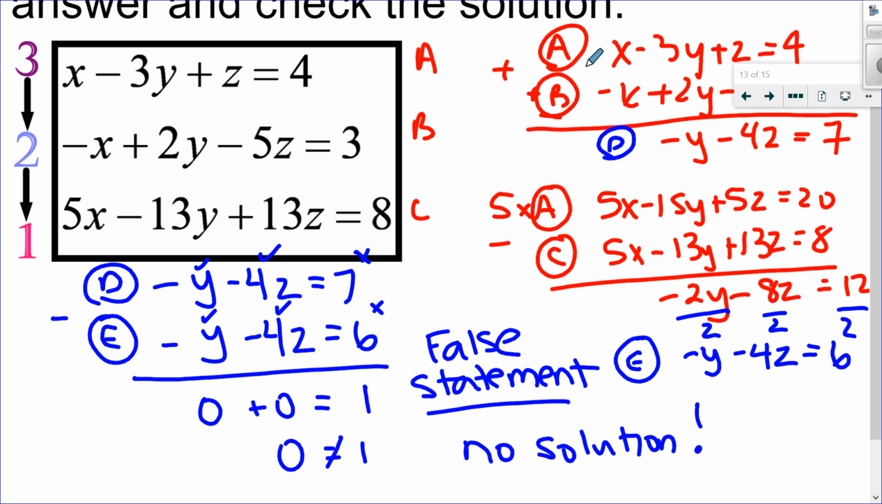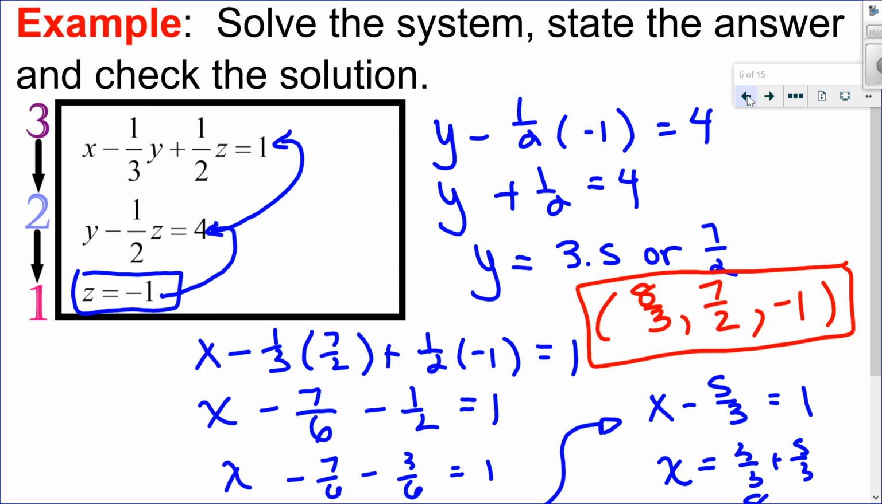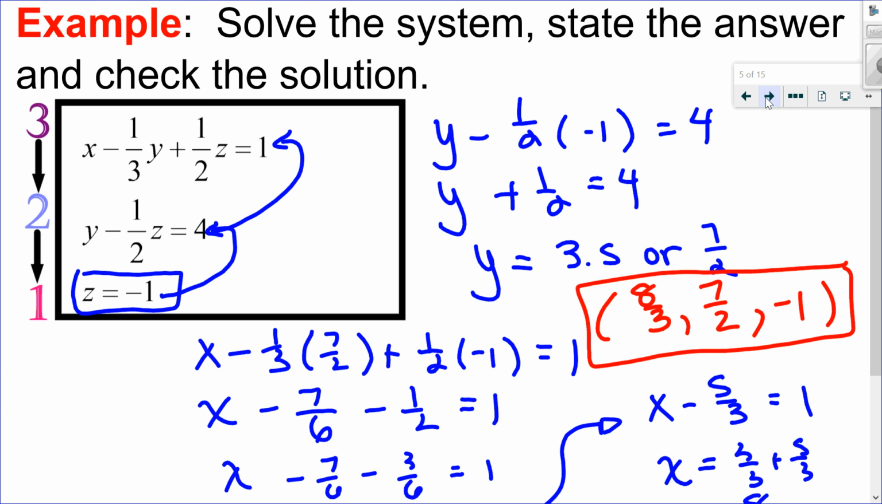Let's go back to our systems again just to look at this one. This is an example of this system here, no solution. We don't have a point for all 3. In this case, you're going to end up with a false statement, again with no variables. So that illustrates all 3 types of systems that you can have: consistent, consistent dependent, and inconsistent.